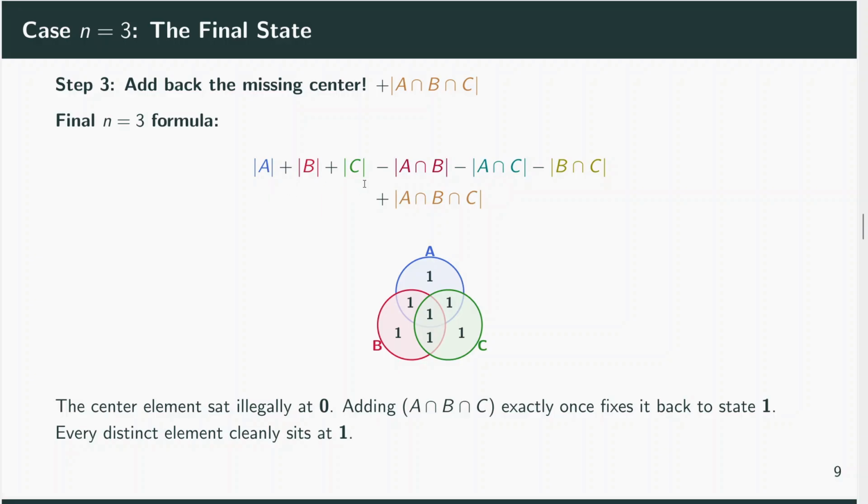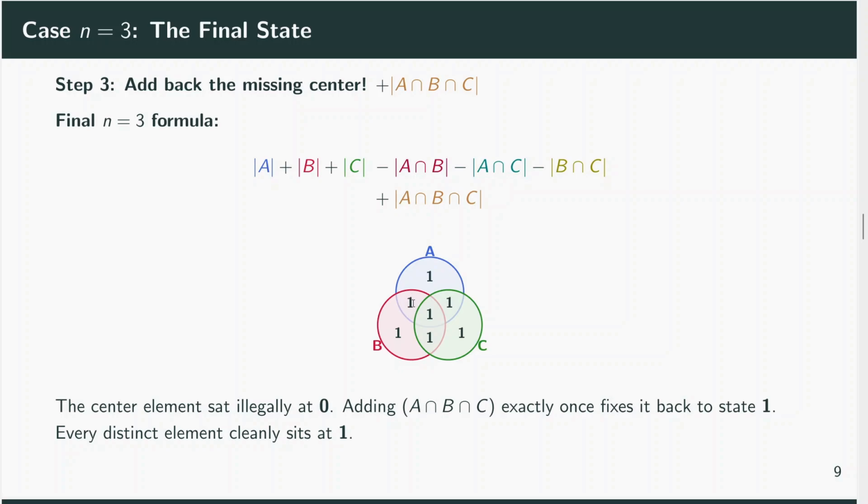The element that lives only in A, it is not in A intersect B intersect C, so adding that term does not affect it. It remains at count state 1. Good. The elements living only in B and only in C, same reasoning, not affected. Still at count state 1. Good. The element in the region where only A and B overlap, not C, it is not in the full triple intersection either, because it is not in C.